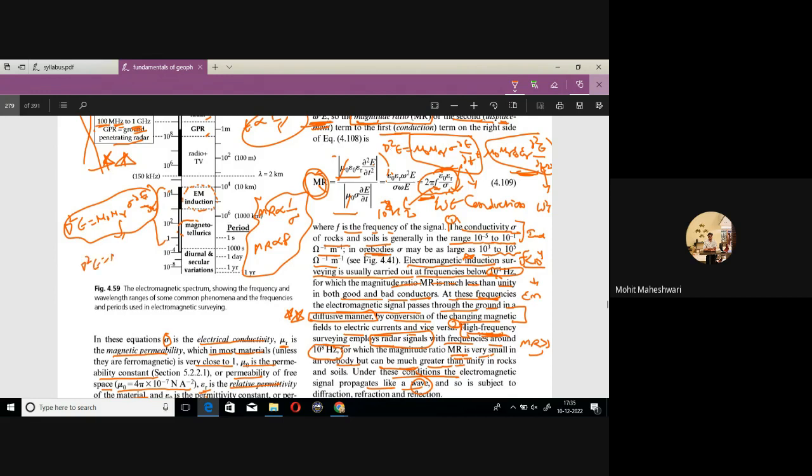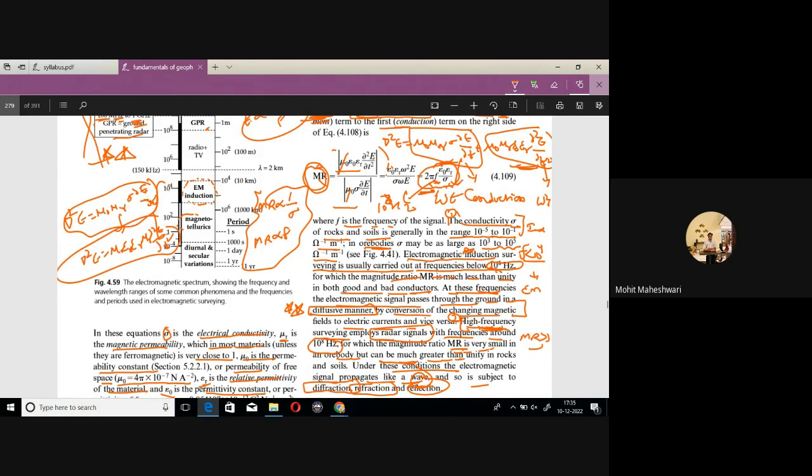So you can say mu 0 epsilon r mu r del square E by del T square. And this is the familiar wave equation. In that case, the electromagnetic signal will propagate like a wave and is subjected to diffraction, since you know that it is a property of the wave to diffract, to refract, and to reflect. I think this is clear to everyone.